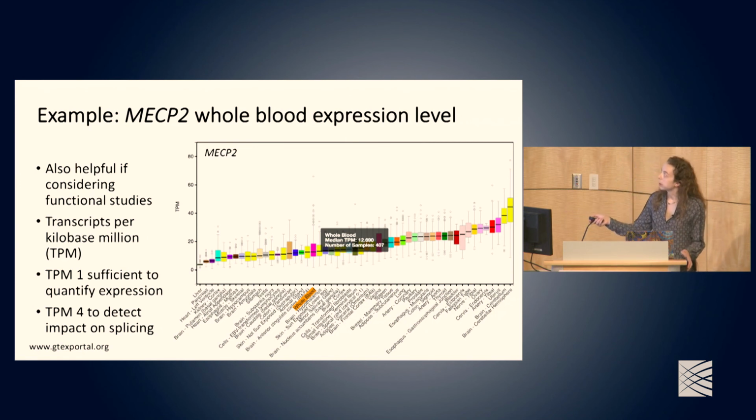So MECP2, again, if I wanted to do some kind of assay, I wanted to look if I can get a blood sample. This is whole blood here. This is the TPM, which is the transcripts per kilobase million. So it's 12, which is pretty good, from 407 samples in the adult population. I will say in children or fetal samples, the expression might be a little different, but this still gives you really useful information. In general, if the TPM is at least 1, you can quantify whether the gene is expressed or not. And if the TPM is at least 4, you can try to get some evidence of whether the variant is impacting splicing. So it's just very helpful to know where you should be looking.